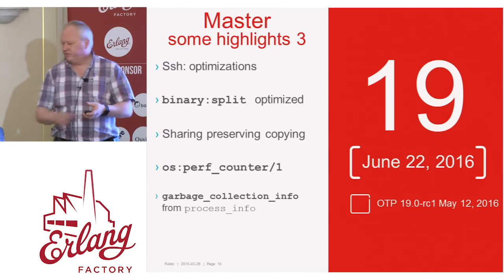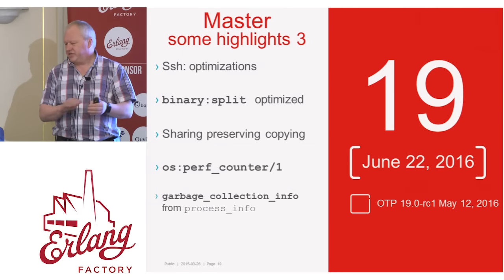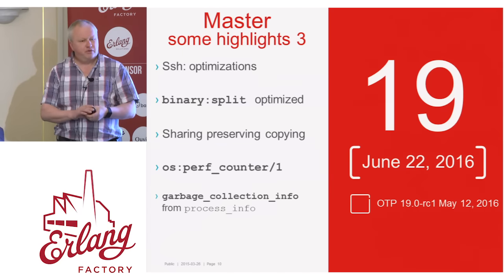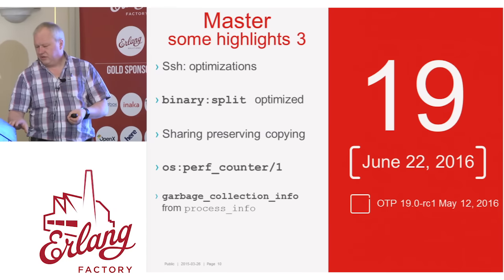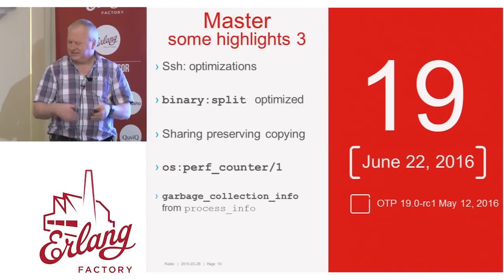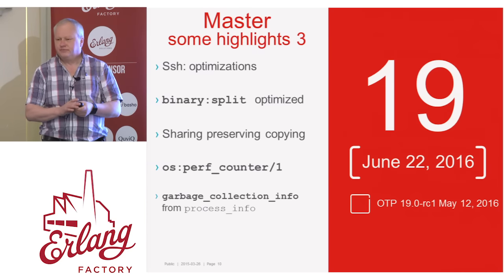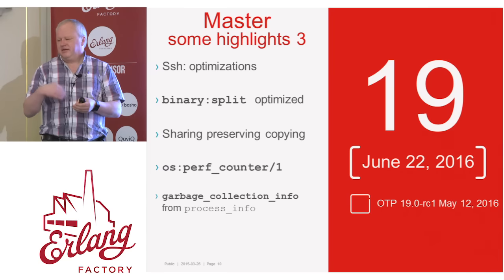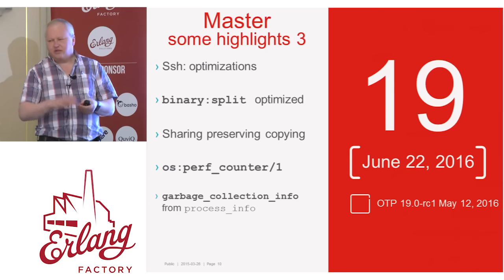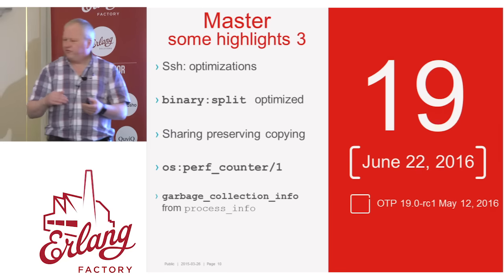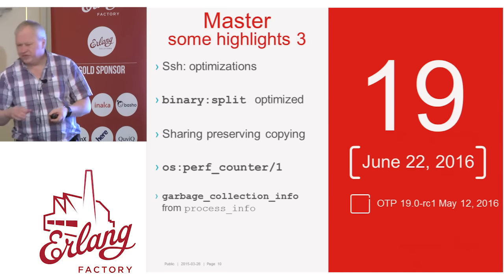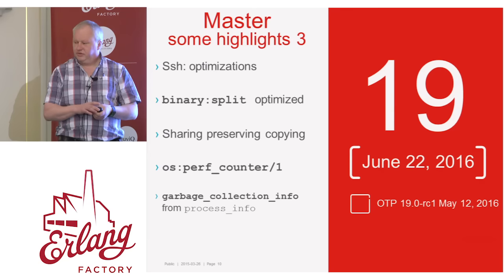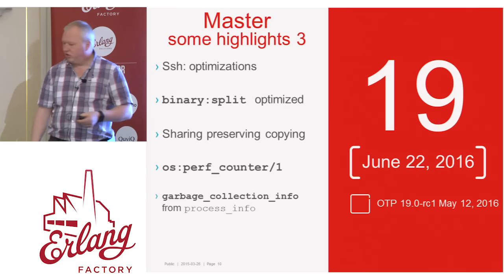The OS perf counter is a new function. It gives access to the Linux perf counters, for example, or similar, efficient ways of finding various things. The garbage collection info is a new information you can get from process info. It can be used to find out how much garbage you are creating in a function, for example, if you take this info before and after execution of a function. You can already today get this same information from the tracing of garbage collection, but this is easier to use if you want to find out what's happening in your function or because of your function.